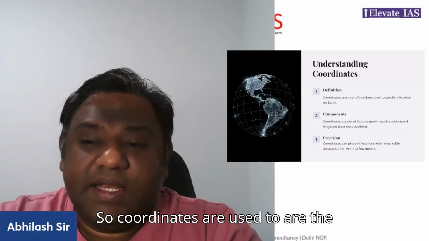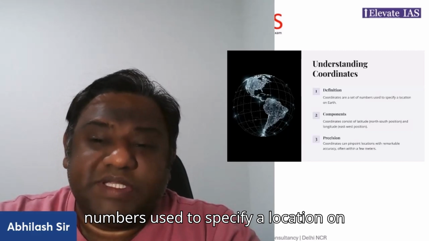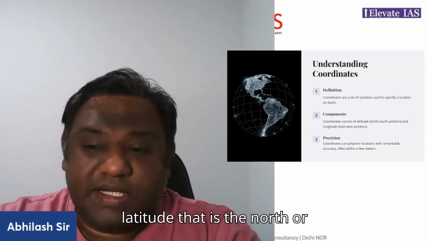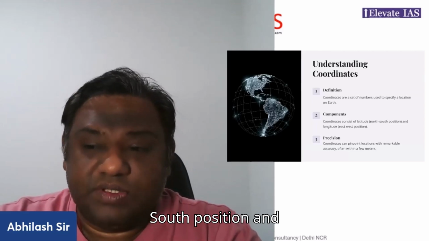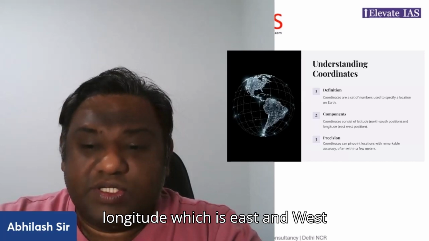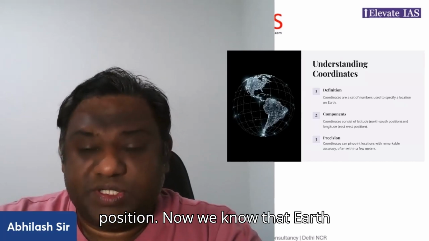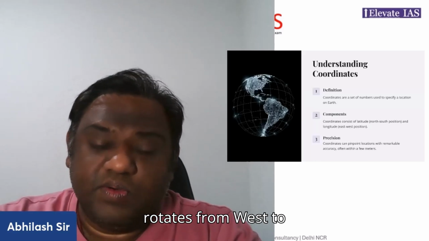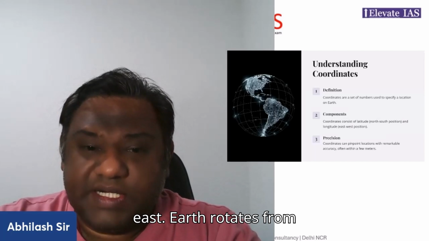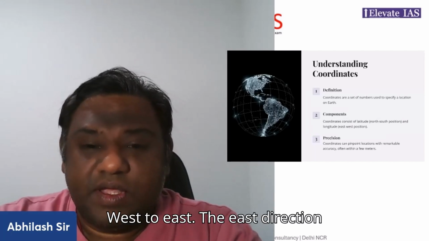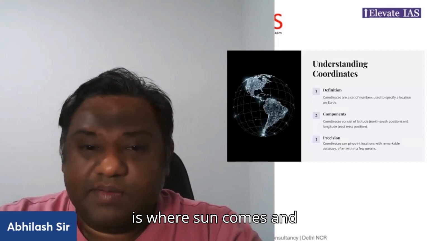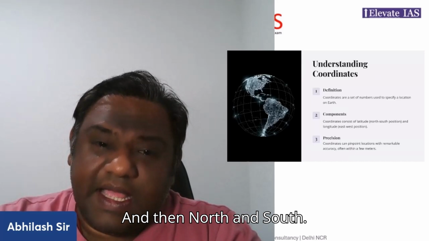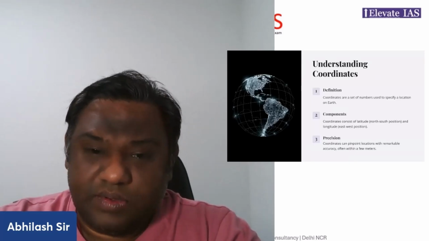So, coordinates are the numbers used to specify a location on Earth. Coordinates consist of latitude, that is the north or south position, and longitude, which is the east and west position. Now we know that Earth rotates from west to east. The east direction is where the sun comes from, and opposite to east is west, and then north and south.